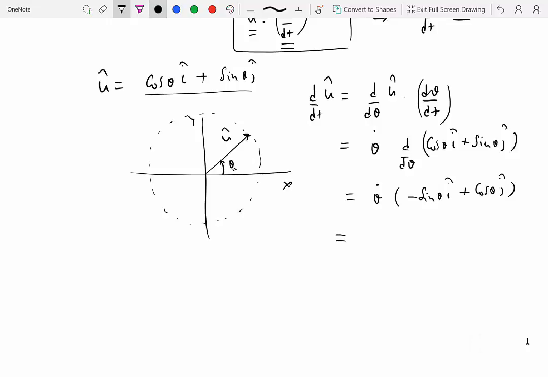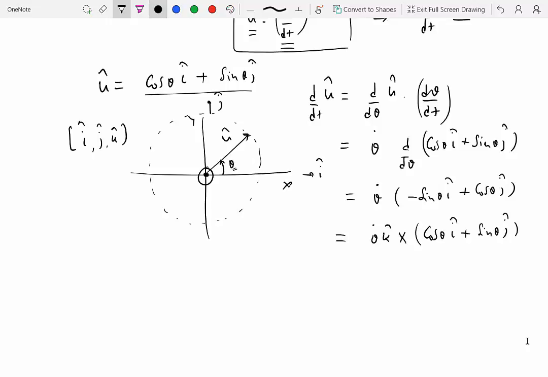Now, I can also write this in the following way: theta dot k hat cross cosine theta i hat plus sine theta j hat. Here k hat is a unit vector perpendicular to the plane, pointing perpendicular to the plane of this sheet, upward, because this is i hat and this is j hat, and i hat, j hat, and k hat form a right-handed coordinate system.